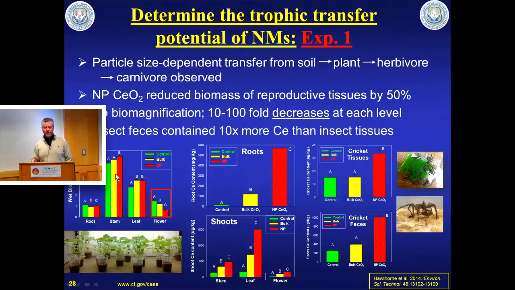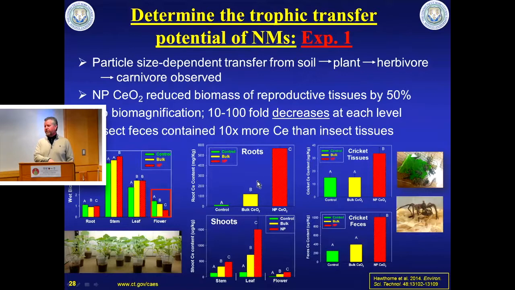So you're getting significant, in this case, we were just looking at flowers, but this is your yield if you're the grower. So if you're applying cerium because you think you're going to get increased plant growth, but you're actually getting decreased yield, that's a problem. So the other things that we found is that in this experiment, the particle size did make a difference. This is the root tissue. So you got 1,000 ppm cerium in the soil.